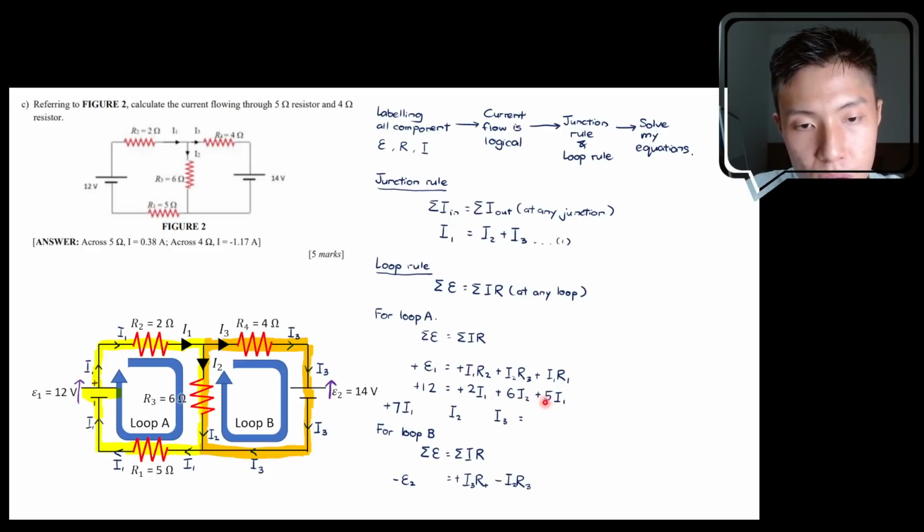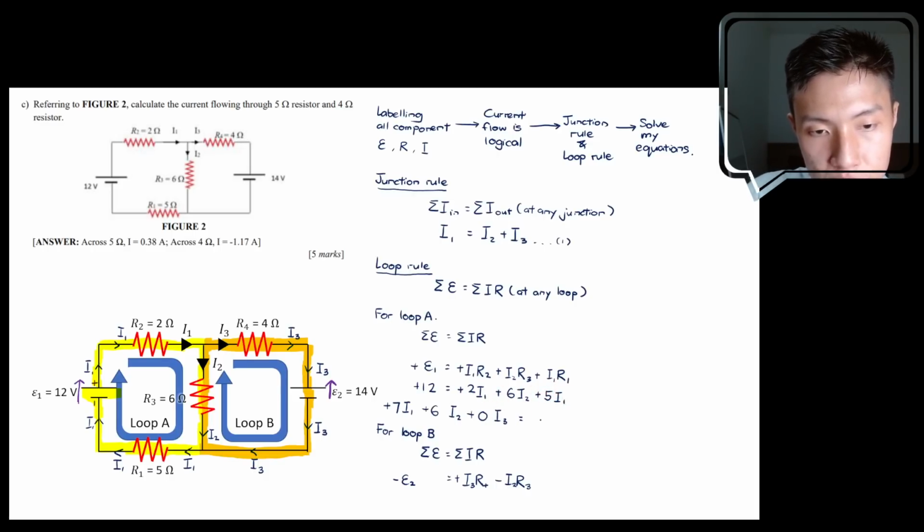Okay, continue. Things that are related to I2 is only this term only, so it's plus 6. And lastly, things that are related to I3 in this equation, none of them are related to I3. So I3 is irrelevant over here. We can say plus 0. Okay, then the rest of the thing, we will shift it to the right hand side over here. So that will be just positive 12.